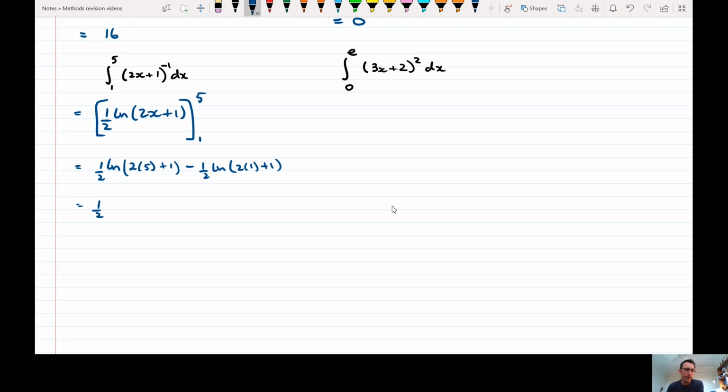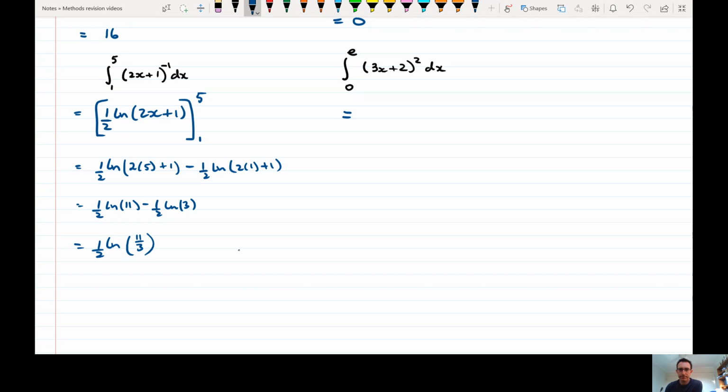So 2 times 5 is 10, plus 1 is 11, minus 1/2. 2 times 1 is 2, plus 1 is 3. And to finish it off, you would have 1/2 log base e of 11 over 3. You couldn't leave it like this because you've got 2 logs with the same base. Therefore, you can combine them. And because you've got the same factor at the front here, you're able to use your log law. Got to make sure the factor at the front is the same to use your log law in this way.